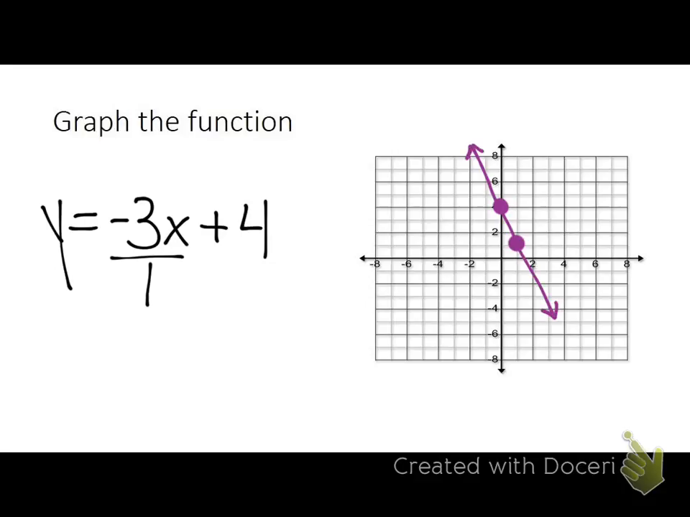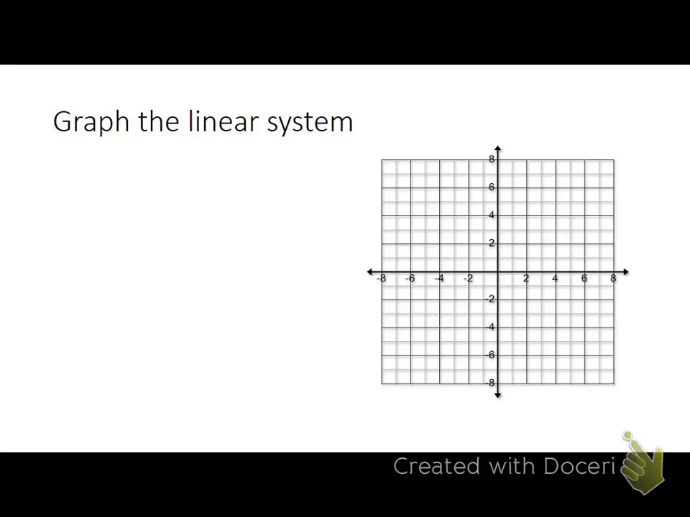Okay? Any questions? Now I need to graph a linear system. So your linear system on Monday may or may not be in function form. So here's my linear system. y equals negative 4x plus 1. Sorry, I want it to have a solution. x plus y equals 3 and x minus y equals negative 5.